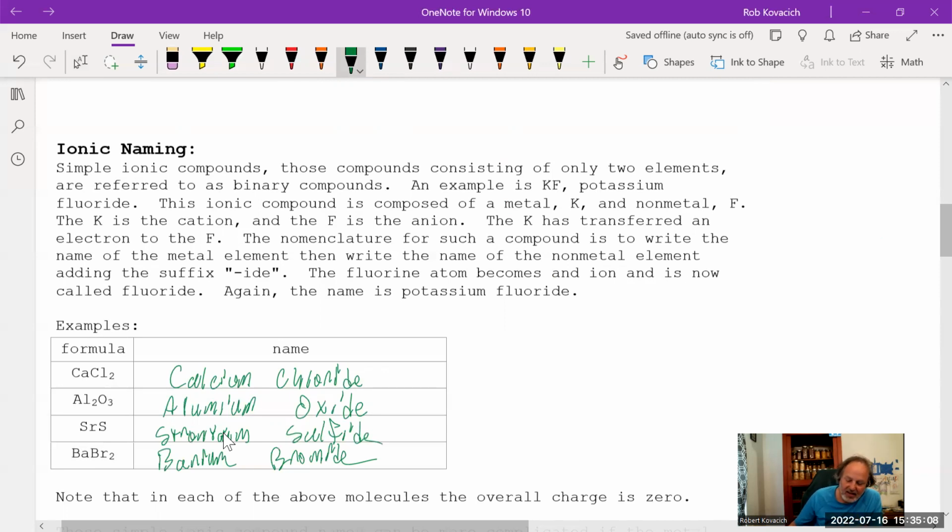And the reason that this was pretty easy is because barium, strontium, aluminum, and calcium only have one oxidation state. They can only have one possible plus charge. The calcium and the strontium and the barium are all +2, and then the aluminum is a +3. Okay, so now I'm going to make it a little harder.